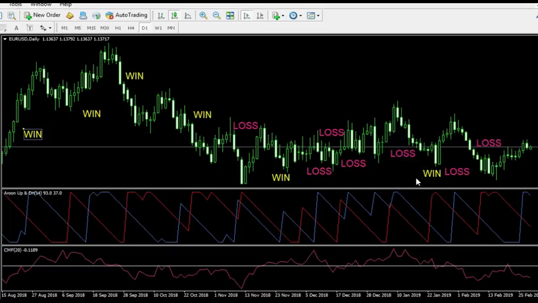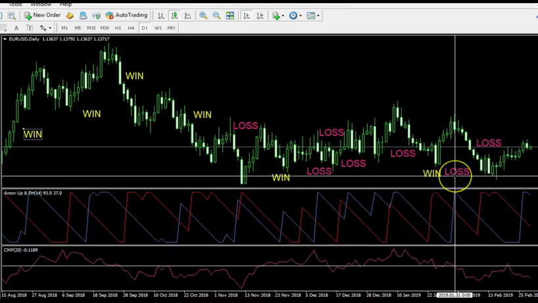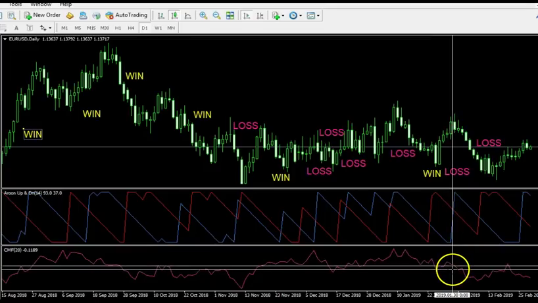Moving on to more recent action. You have a long. Chaikin was right on the 0 line.